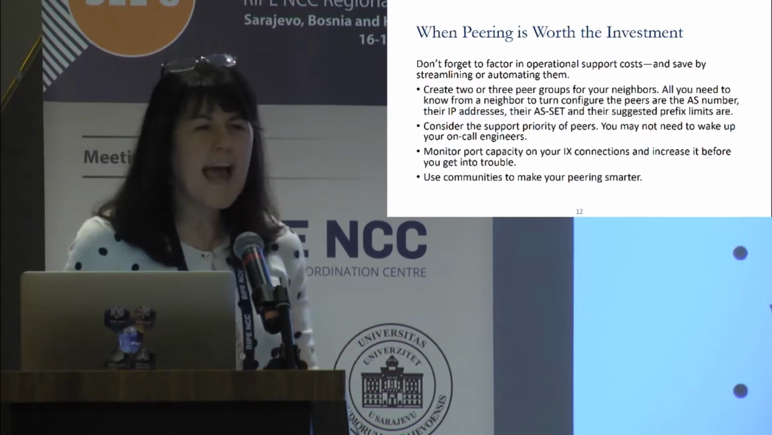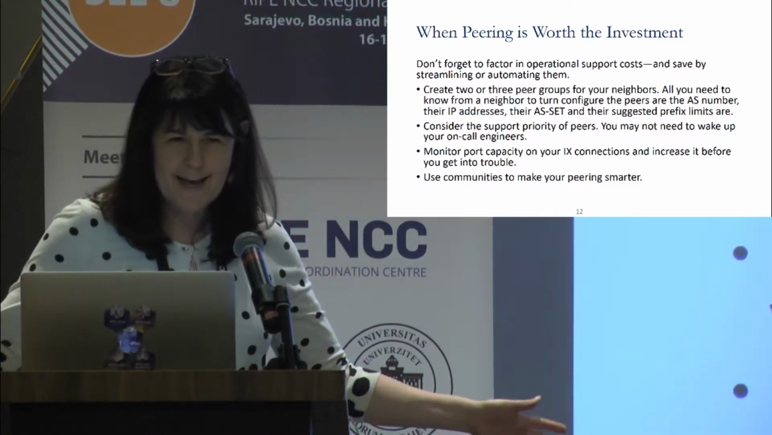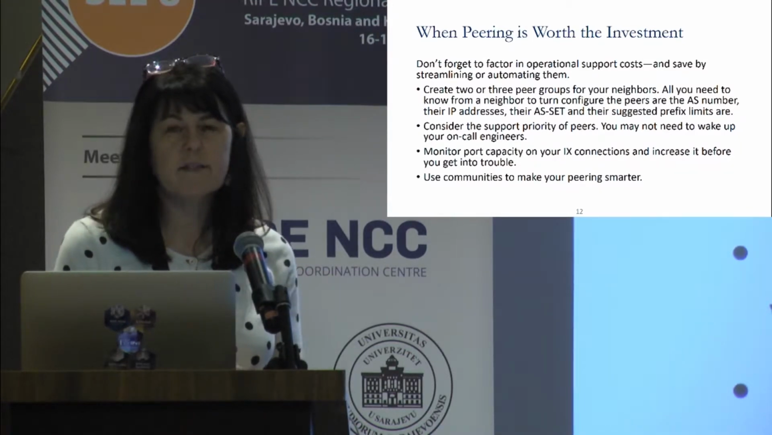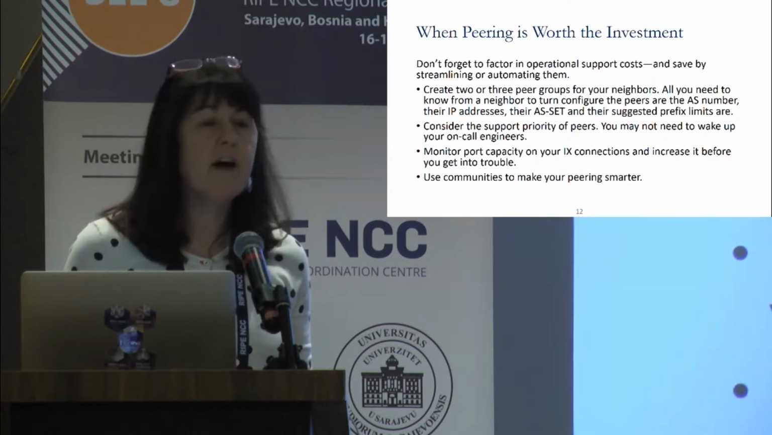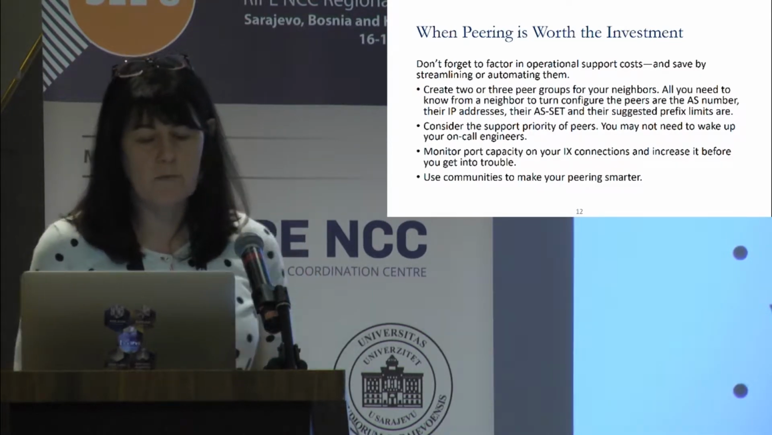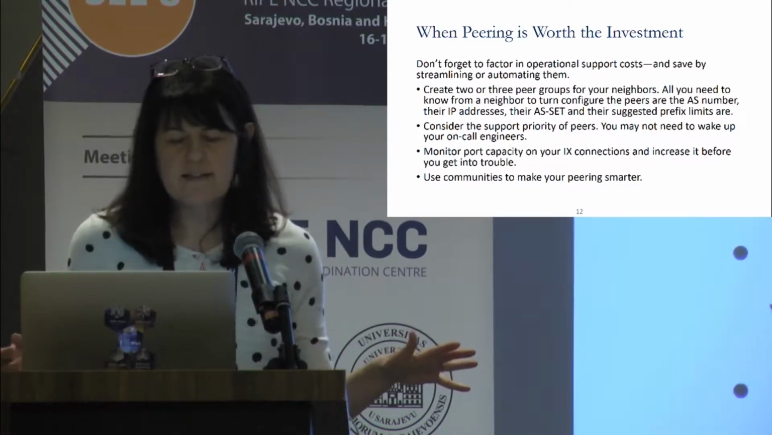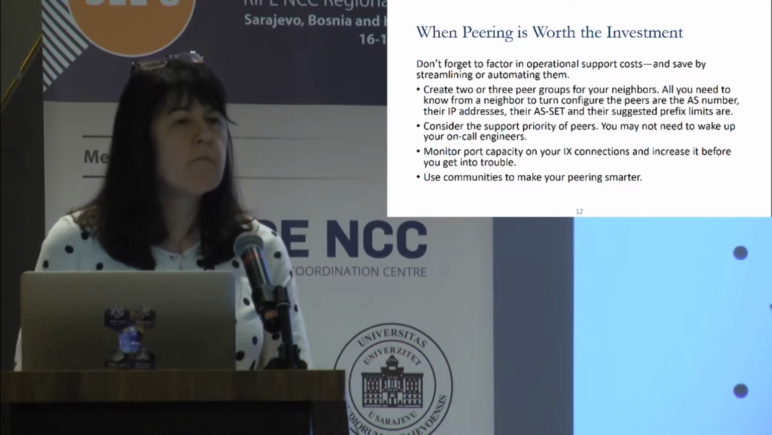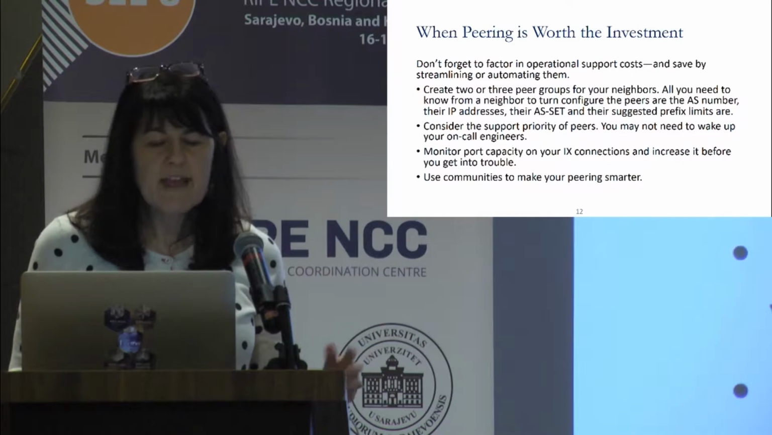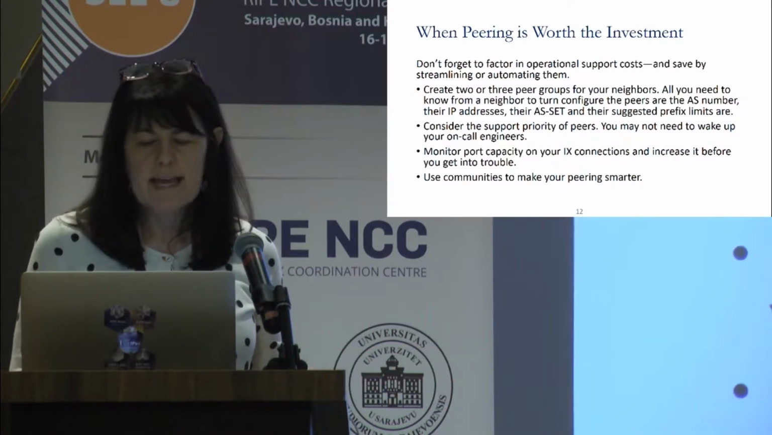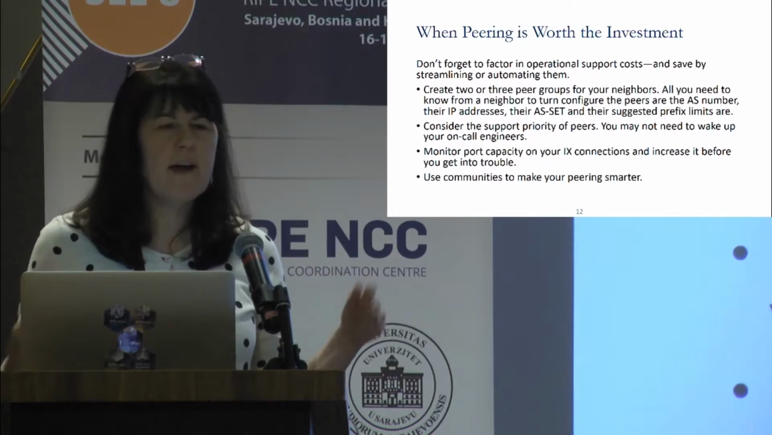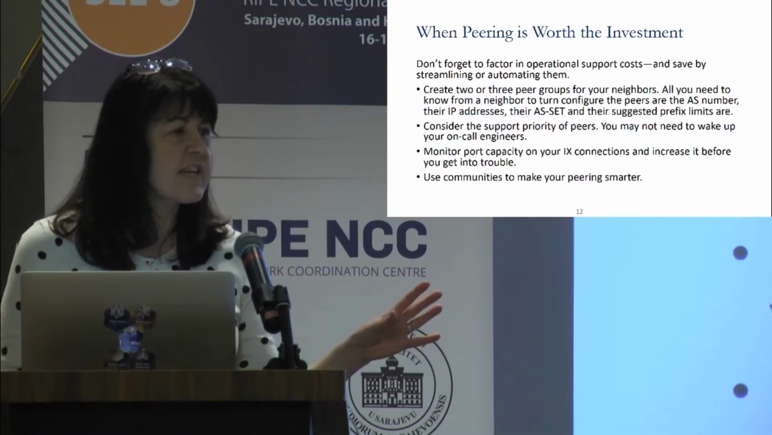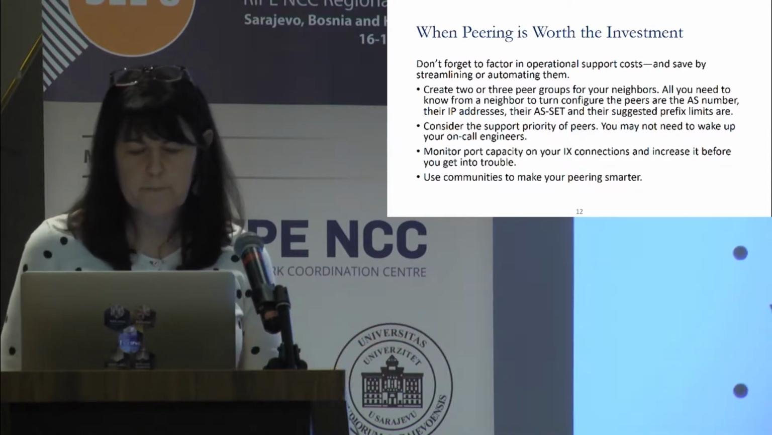Okay, so then after you have all the bad news about what your monthly MRCs are, don't forget to factor in your operational support costs, because you can save by streamlining and automating them. So you should do this as much as possible. First, one thing I would suggest is just create 2 or 3 basic peer groups for all of your neighbors that most of your cases are going to fall into. And then all you're going to need to know to turn up a peer is their AS number, their IP address, maybe their AS set, and their suggested prefix limits. And you're ready to go. And you can set those configurations up and not spend a lot of time and manpower doing that.